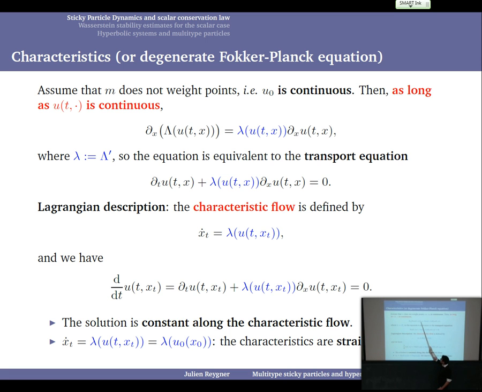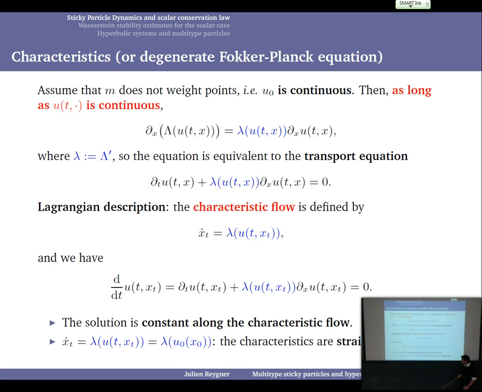And this derivative here rewrites under the non-conservative form lambda of u times the derivative of u, where this small lambda is the derivative of capital lambda. Therefore, my conservation law becomes equivalent to the transport equation here. The characteristic flow associated with this transport equation is defined by this differential relation here. And of course, it is defined so that the solution u be constant along the characteristic flow here.